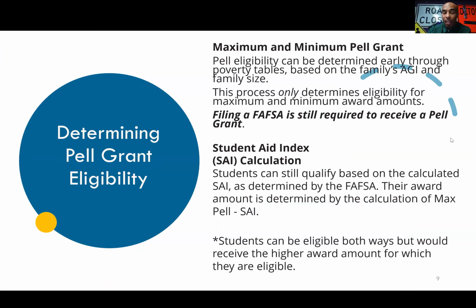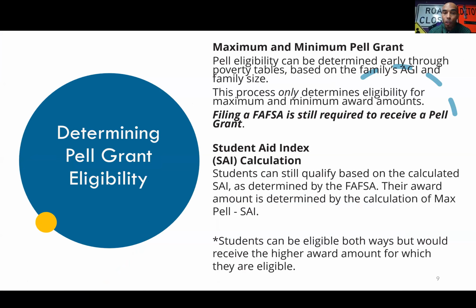Determining Pell Grant eligibility. So maximum and minimum Pell Grant eligibility can be determined early through poverty tables based on the family's AGI and family size. This process only determines eligibility for maximum and minimum award amounts. You still need to fill out the FAFSA to receive the actual Pell Grant.